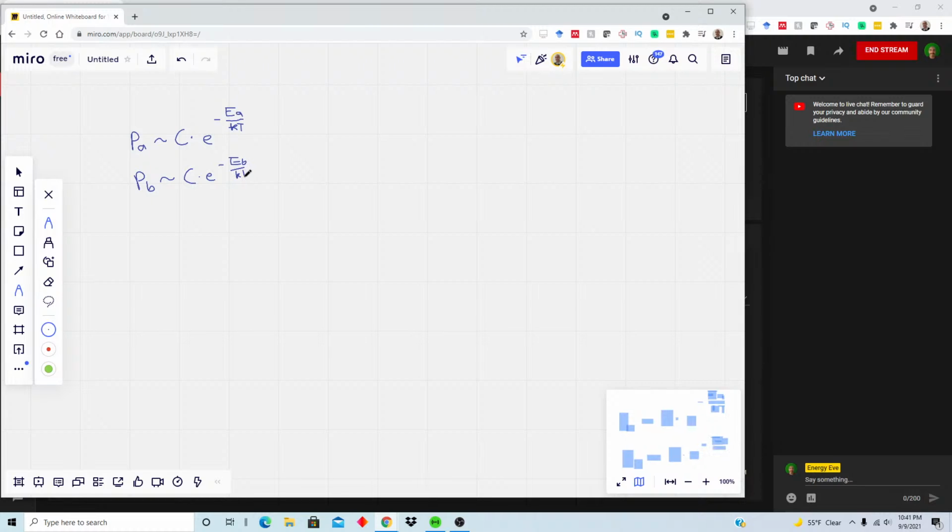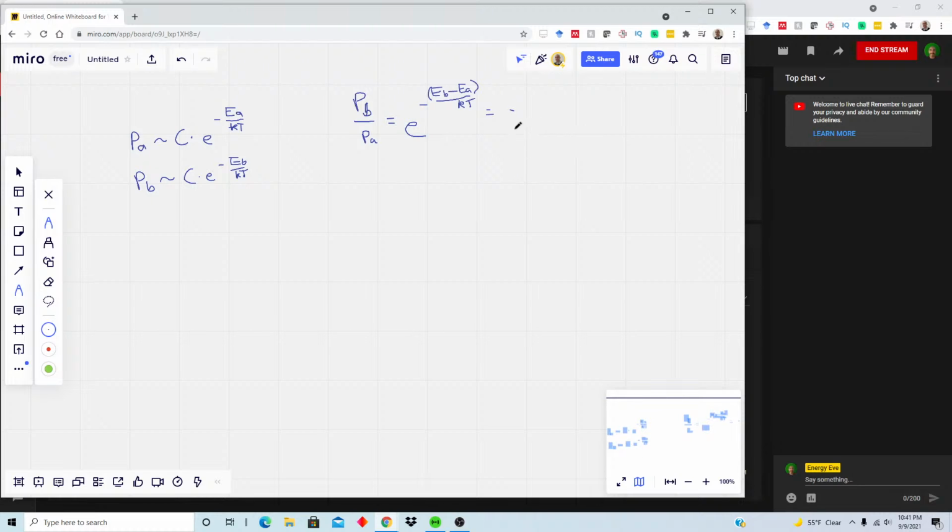If you wanted to see the ratio of these two, you would divide them. So if I wanted to see the probability of event B occurring compared to event A, you'd get this. The C's would end up canceling out, and you have this. Well, we could just leave it at that for now.